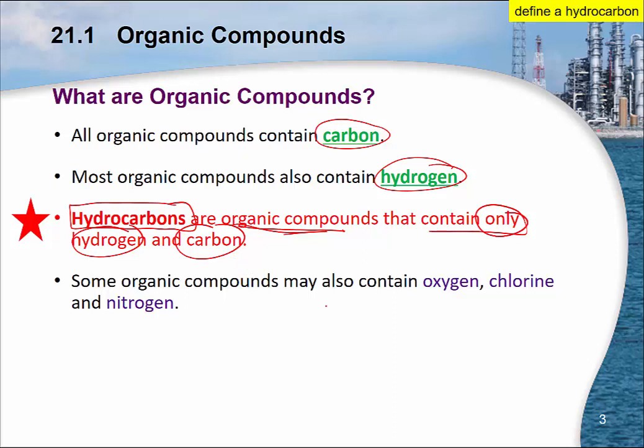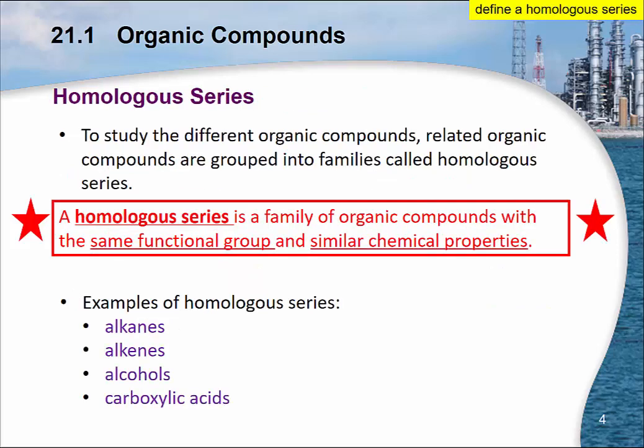Some other organic compounds may also contain oxygen, chlorine, nitrogen, and so on. As long as they contain other elements like oxygen, chlorine, and nitrogen, they are not called hydrocarbons, but they are still organic compounds. The next thing to study is homologous series. To study the different organic compounds, the related organic compounds are grouped into families called the homologous series. For example, alkanes, alkenes, alcohols, and carboxylic acids. These are the four homologous series that you need to study in the O-level syllabus.